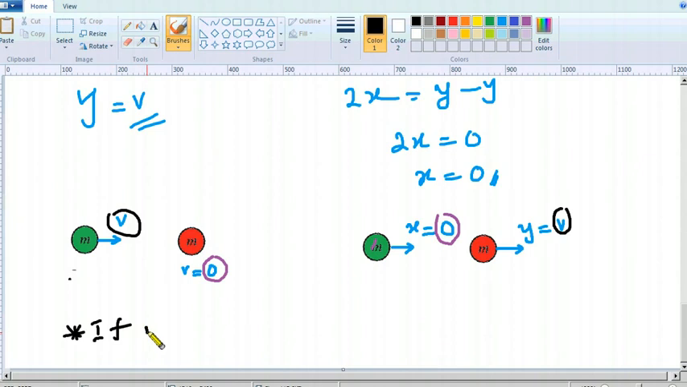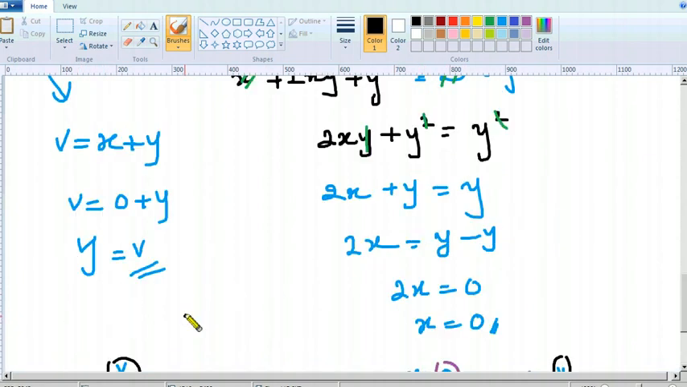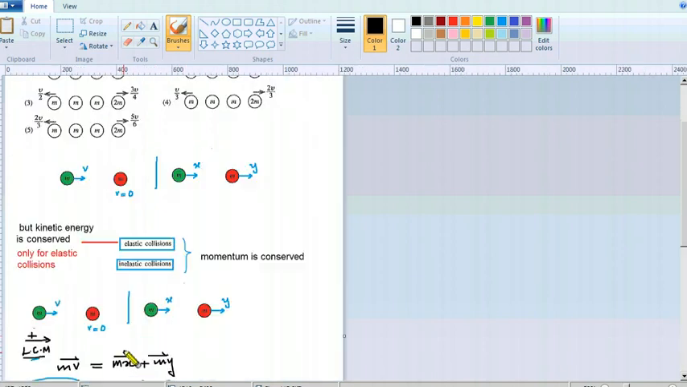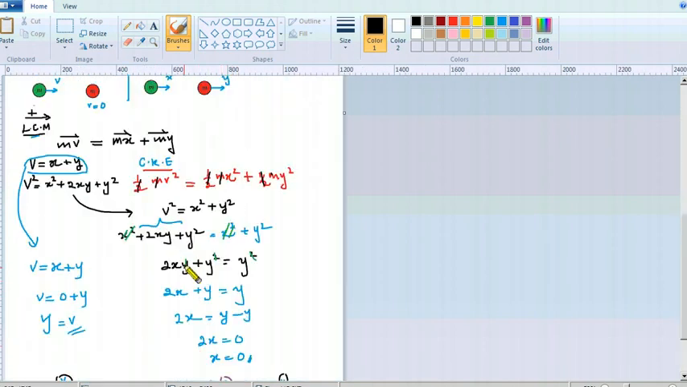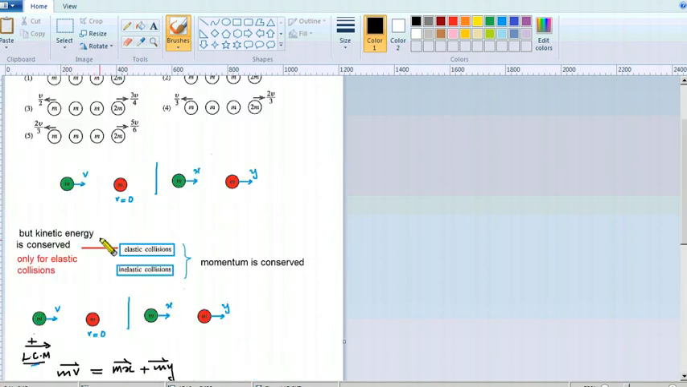these masses are equal, the velocities change. That you should keep in your mind. So actually in the real-time examination we don't calculate all these things. We should keep it in our mind that if the masses are equal, the velocities change.